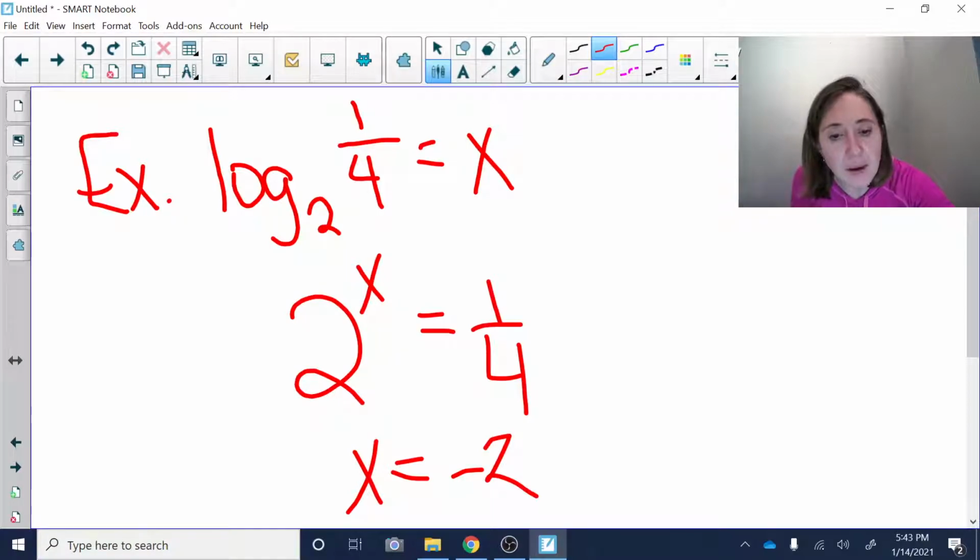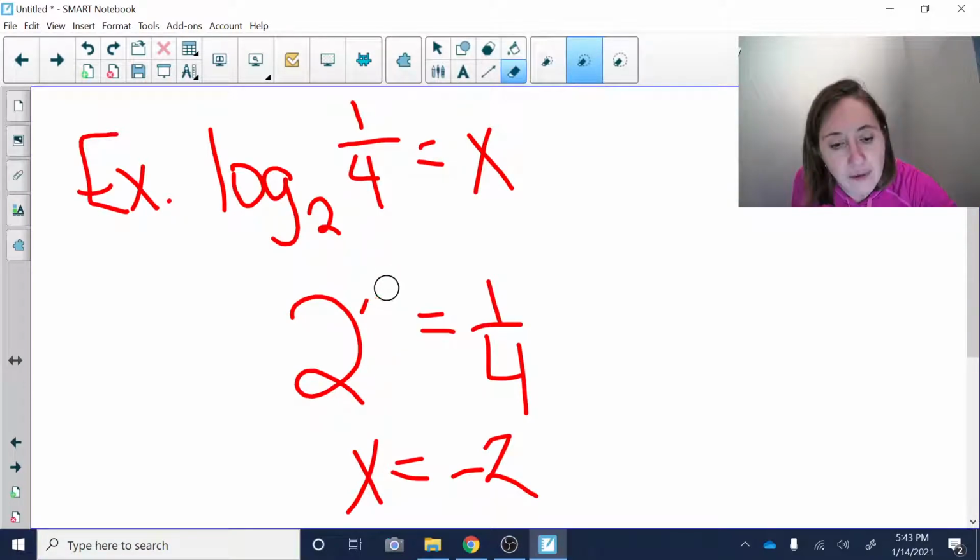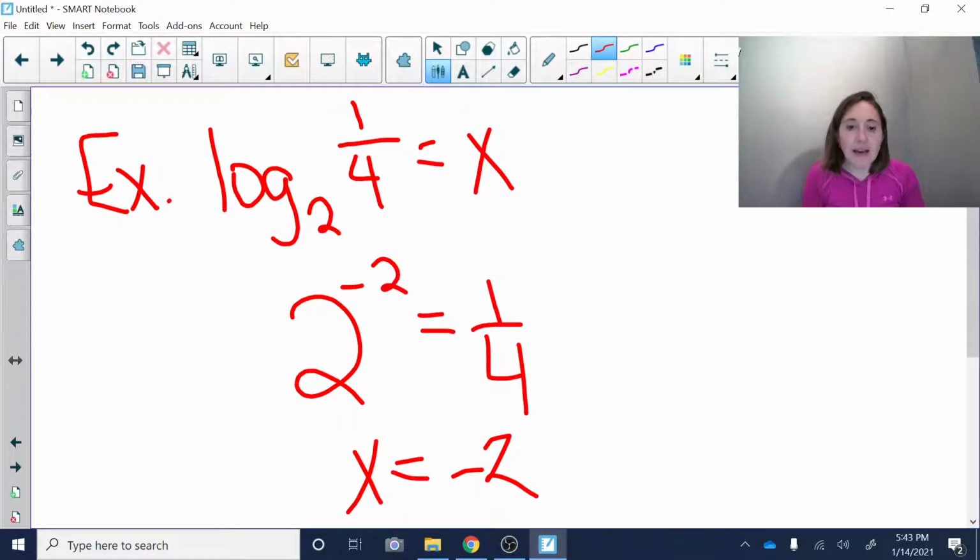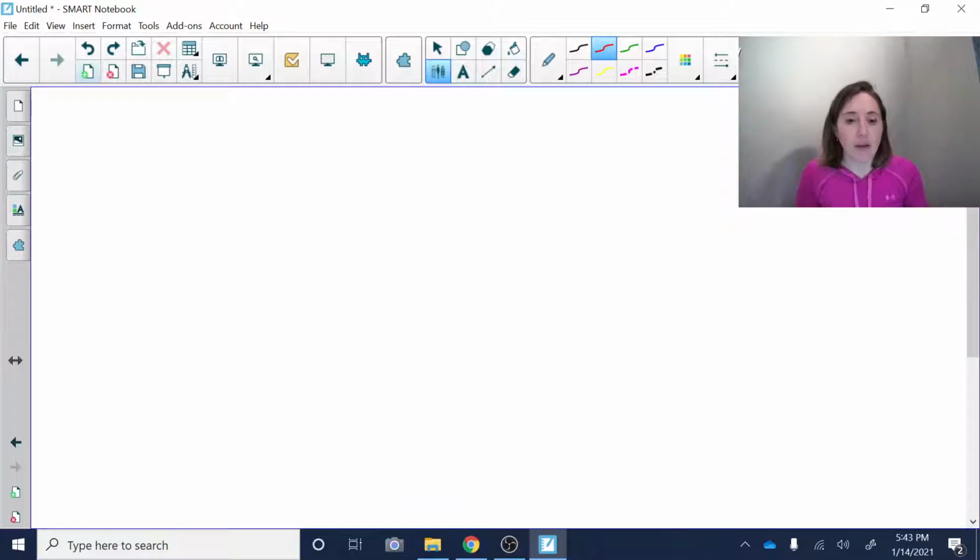I can check that by placing that negative 2 right up here in the spot of my exponent. And 2 to the negative second power, does that actually come out to 1/4? Yes, it does, because 2 squared is 4. Flip it over, you get 1/4. So there we go. Now, there are a couple of special logarithms, log base 10 and the natural log. So let's talk about those next.